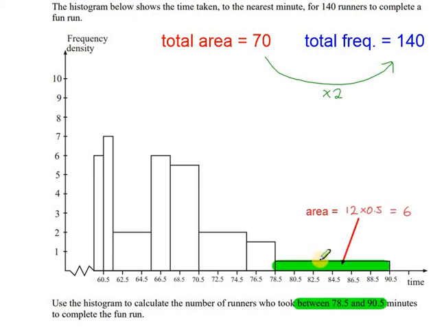So now we work out the area of this bar, which we have already done, 6 squared units. We need to multiply by 2 to go from the area to the frequency. So we multiply this area by 2, which means there are 12 runners represented by this particular bar on the histogram.